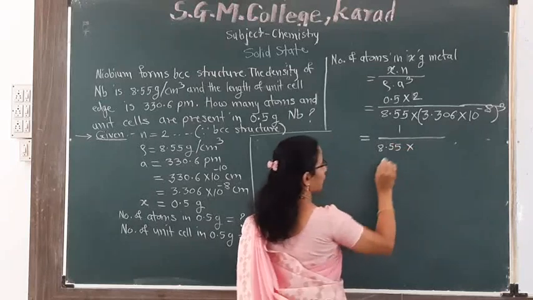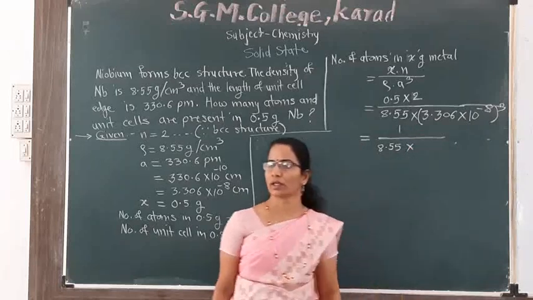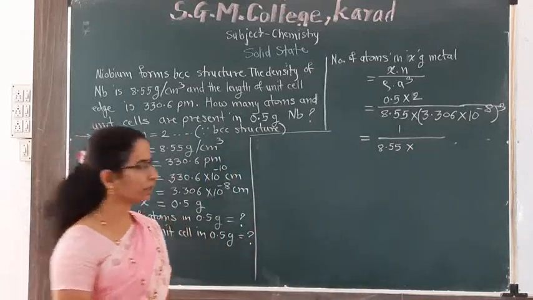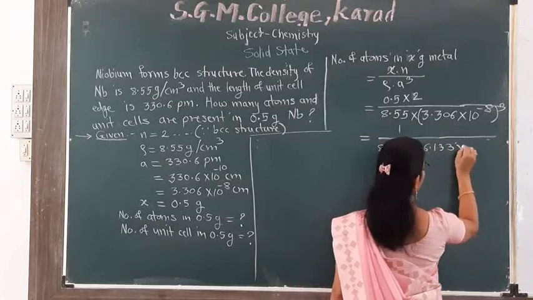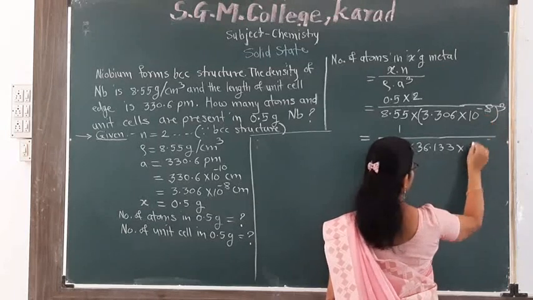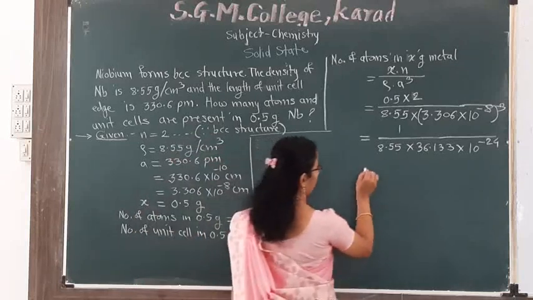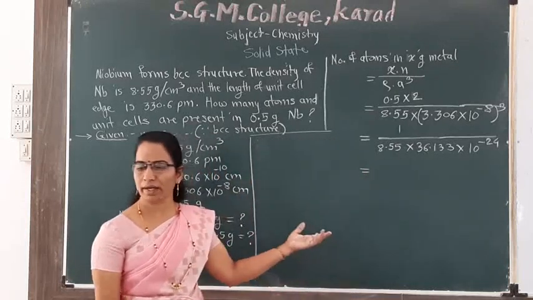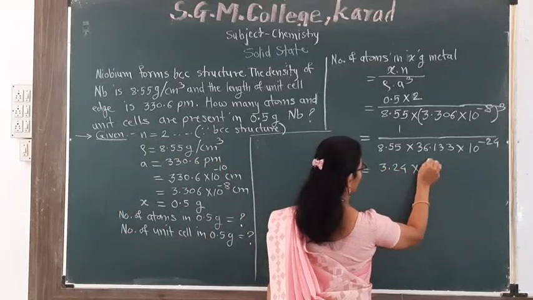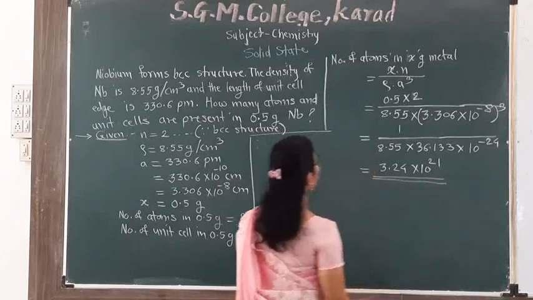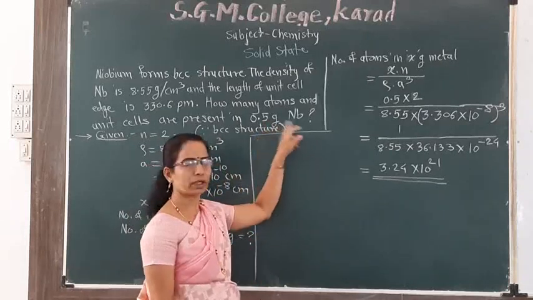1 upon 8.55 into the cube of 3.306, it is 36.133. You multiply it by the cube of 10 raised to minus 8, and the cube is 10 raised to minus 24. After doing the calculation, you will find the answer as 3.24 into 10 raised to 21. So, these are the number of atoms of niobium present in 0.5 gram.